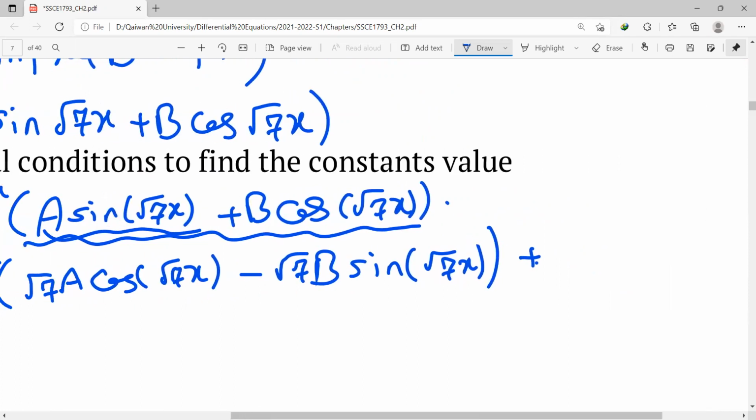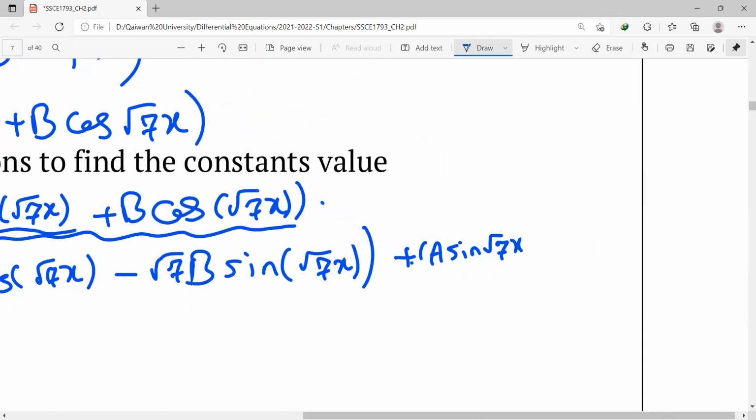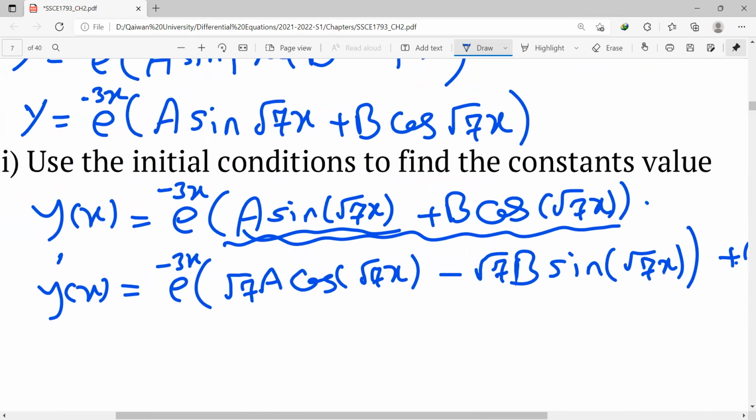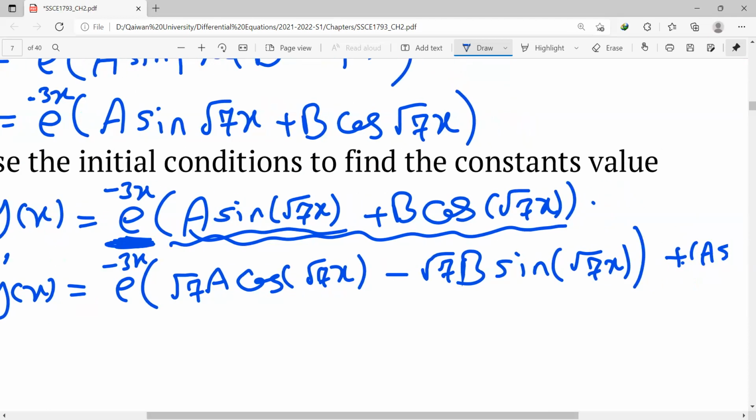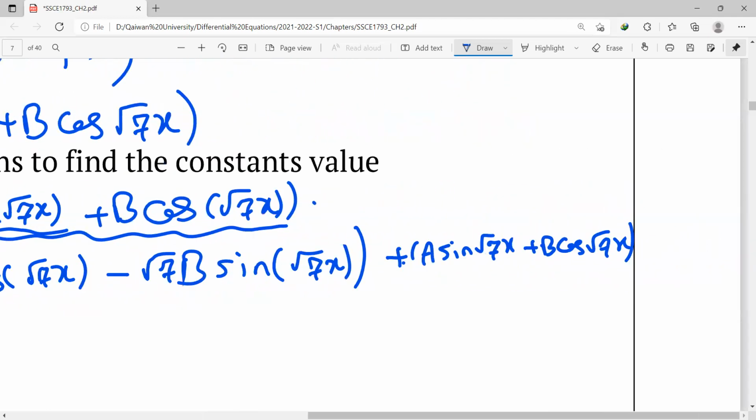Plus second a sine square root of 7x plus b cosine square root of 7x times derivative of the first one. This is the first one. Derivative of e is itself. So we get minus 3 e to the power minus 3x.